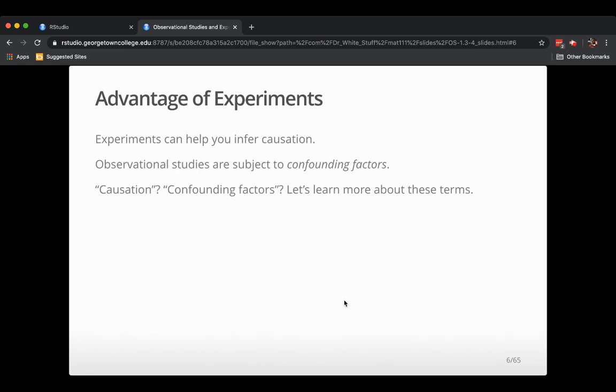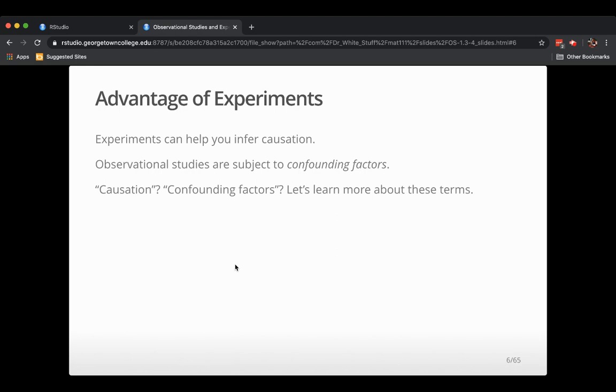Experiments have certain advantages over observational studies. They can be very helpful when you want to answer causation questions. Does one variable cause another? Observational studies are often used to investigate causation as well, but the problem is they're subject to confounding factors. And you're going to ask, what do I mean by causation? And what do I mean by confounding factors?